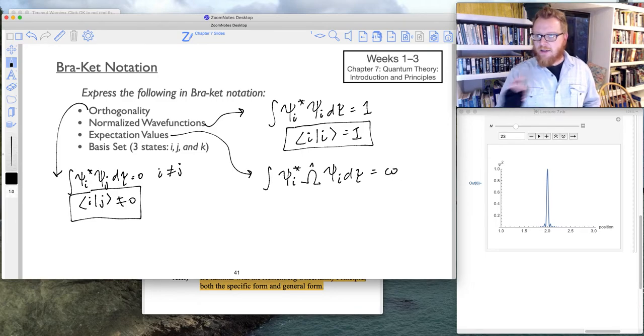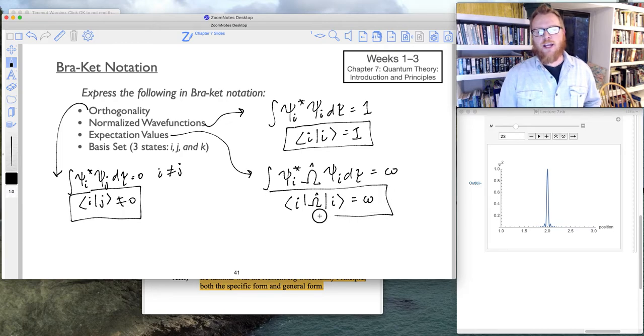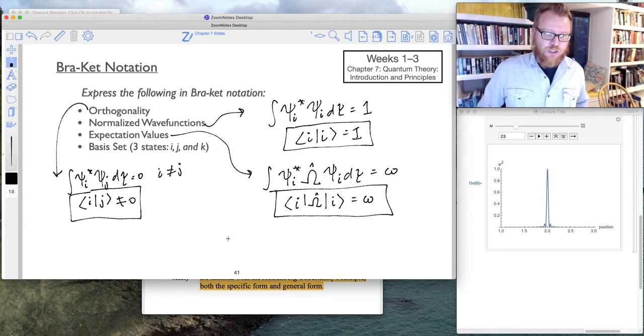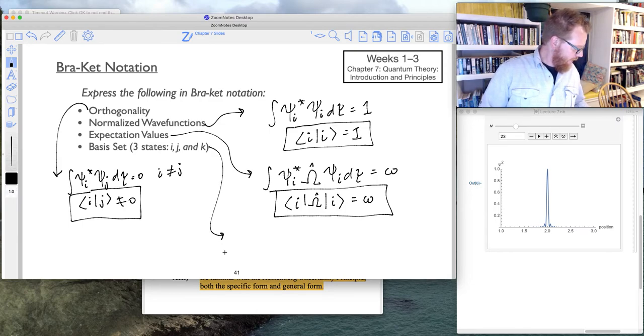Okay? So now I have to change this up just a little bit to write this in Bra-ket notation. So here's how I do it. I write the complex conjugate in a bra. Okay? I make the operator sandwich like so. I put I in a ket, and that all equals lowercase omega. Okay? So that's how I could express the expectation value using this shorthand Dirac notation. Okay? And then finally, for my basis set, I'll pause for a moment while I'm flipping around for the answers. And you can try to do it on your own.